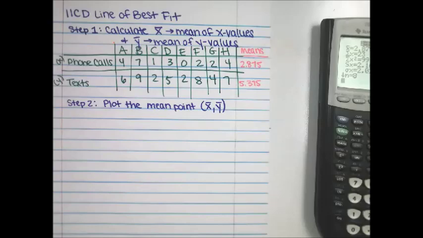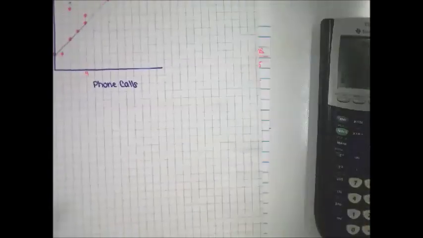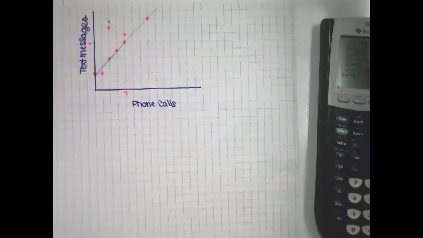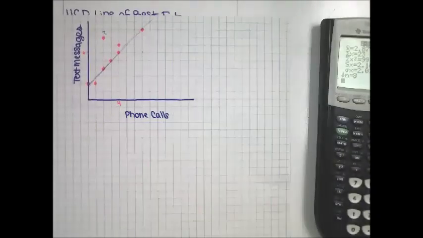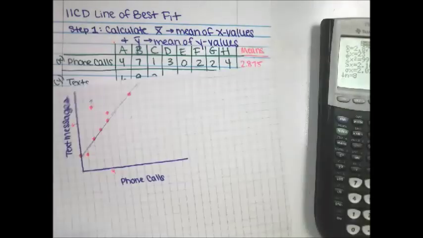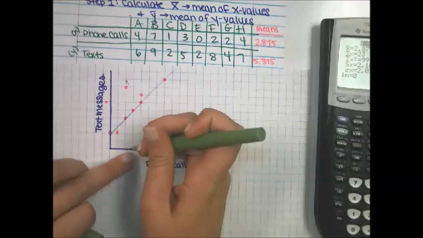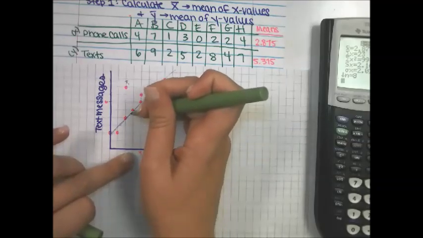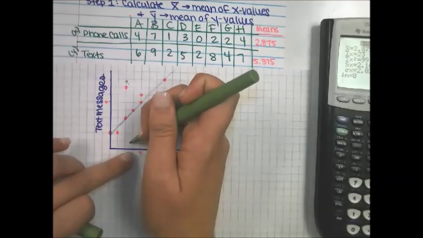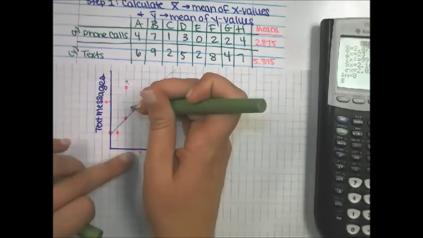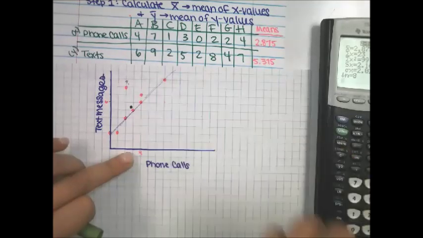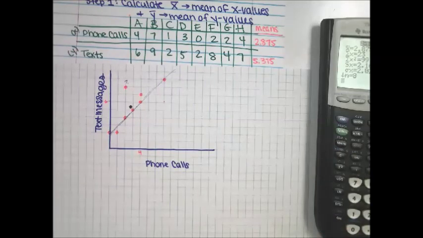So we're going to plot the mean point, which is this point, x̄, ȳ. I'm going to go to my graph that we had from last time. I'm going to pick another color. It was in pink the first time, so how about green? And I'm going to graph the point 2.875 for my x, and 5.3. Right about there. Okay.